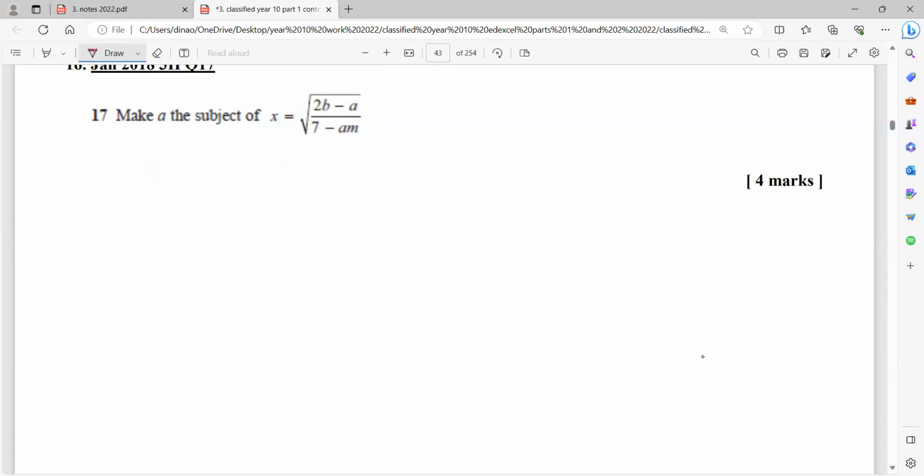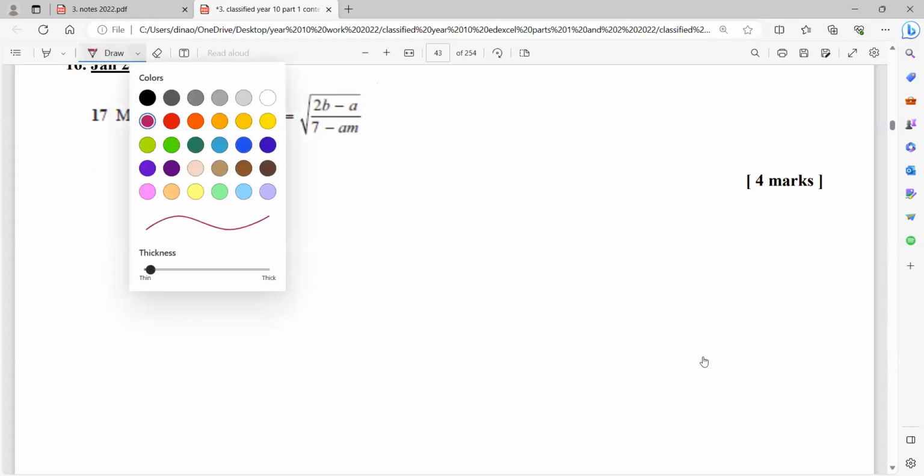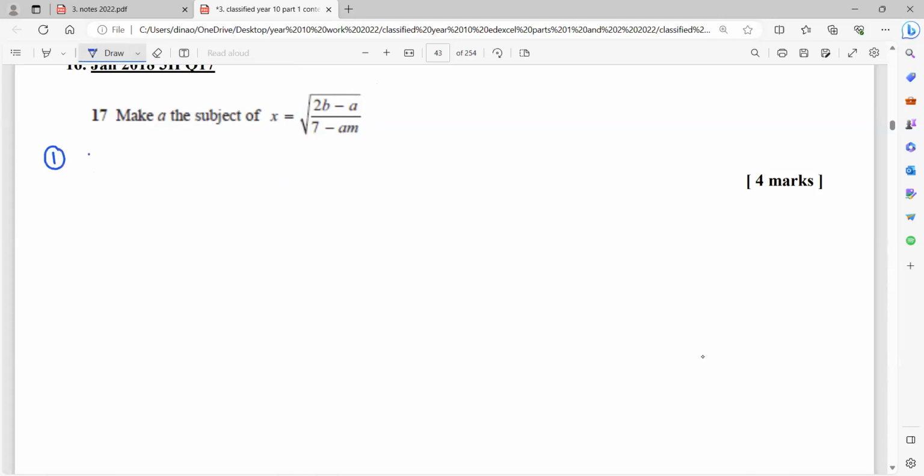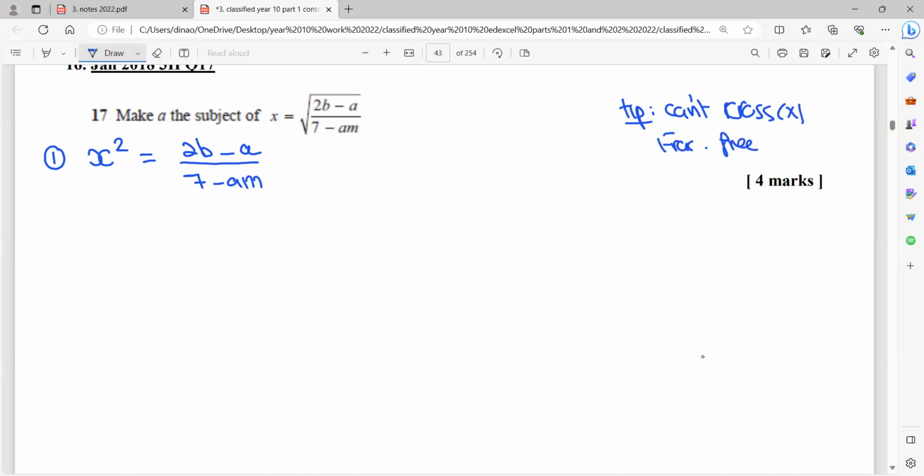Let me just rewrite this with a different color, and I will call this step number 1. So I end up with x squared equals 2b minus a over 7 minus am. So from here, I can write this tip that says you can't cross multiply unless the fractions are free, meaning there is no root like this. And then, as we said earlier, always remember to put brackets to avoid silly mistakes. These are the algebra concepts that you must always remember.